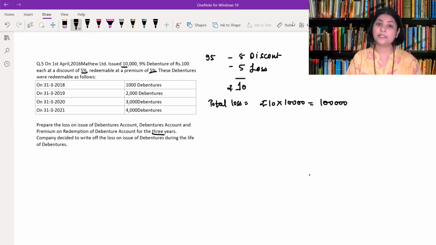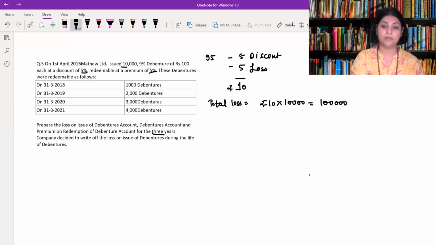Okay. So this is the total amount of loss which a company is suffering, and it is a capital loss. It has to be written off if any balance available in security premium reserve or capital reserve or general reserve. If nothing is available, always we'll write it off from the statement of profit and loss. Let us go ahead and see how company is going to redeem the debentures. So in this question, the company is redeeming debentures in lots, and these lots are not equal. Unequal lots are there. So on 31st March 2018, the company is going to redeem 1,000 debentures.